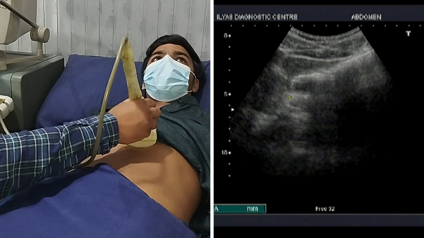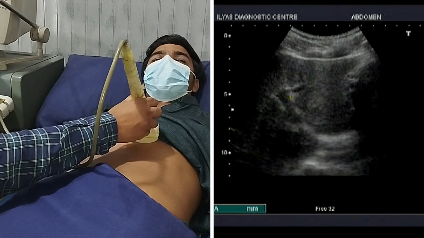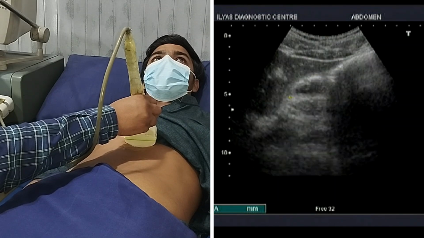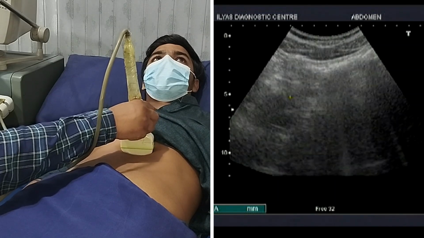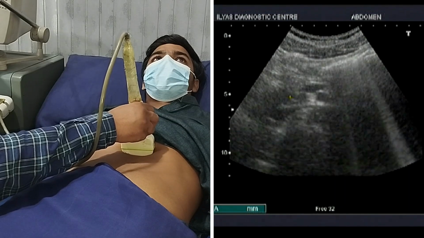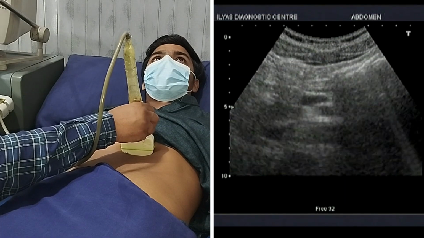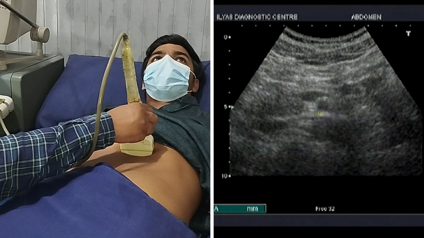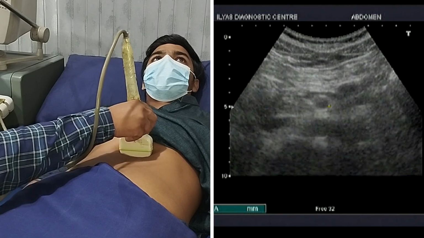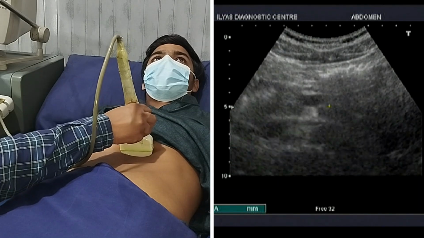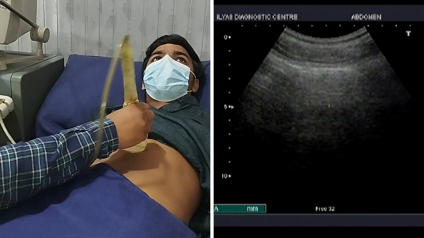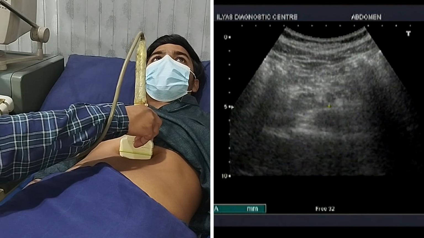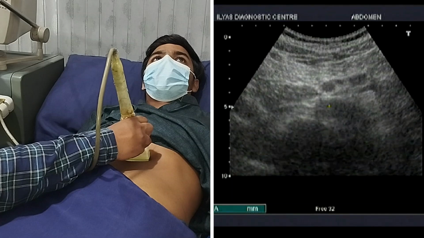Now, keeping my probe steady in the midline, I will apply a little bit of pressure and will try to dislodge these abdominal gases. This is the aorta, which is pulsating, and in front of the aorta, here is the pancreas, which is soon going to come into our view.